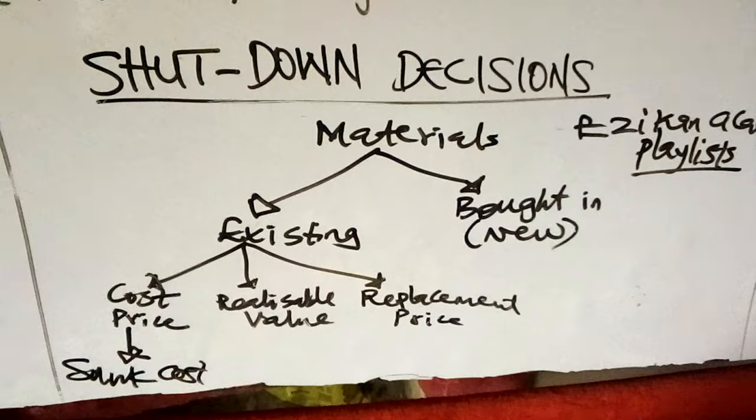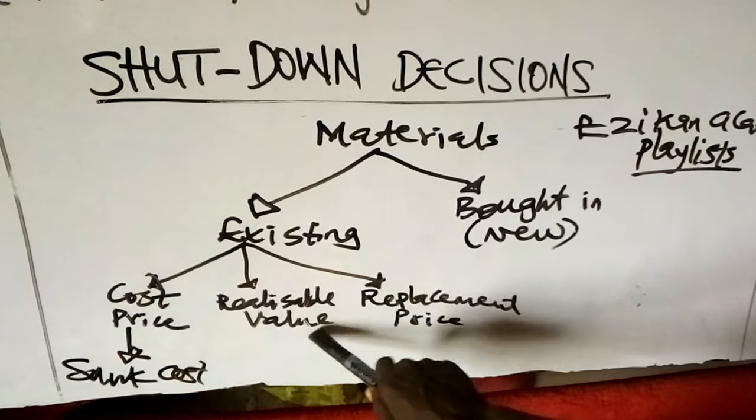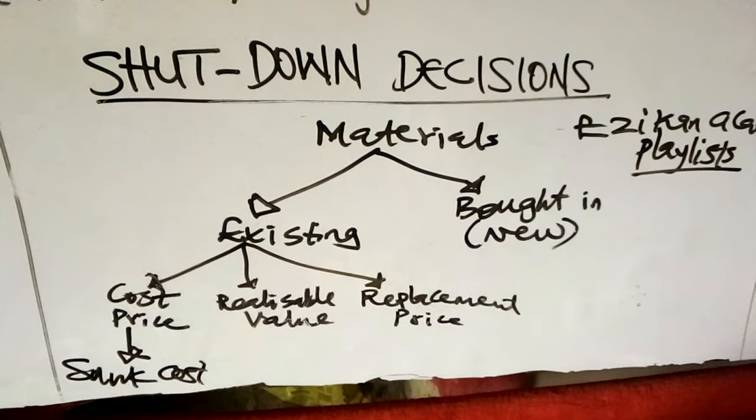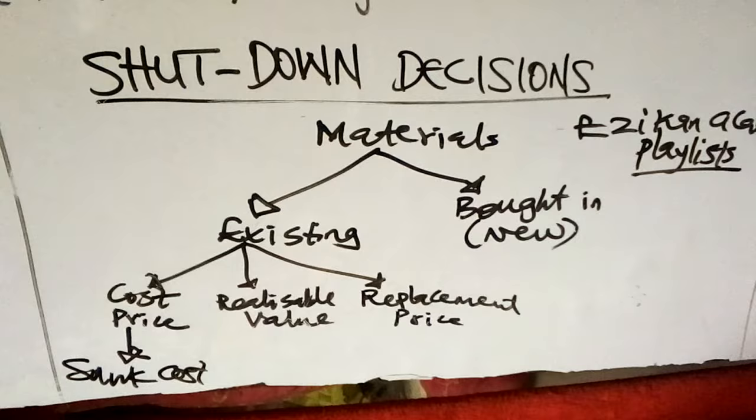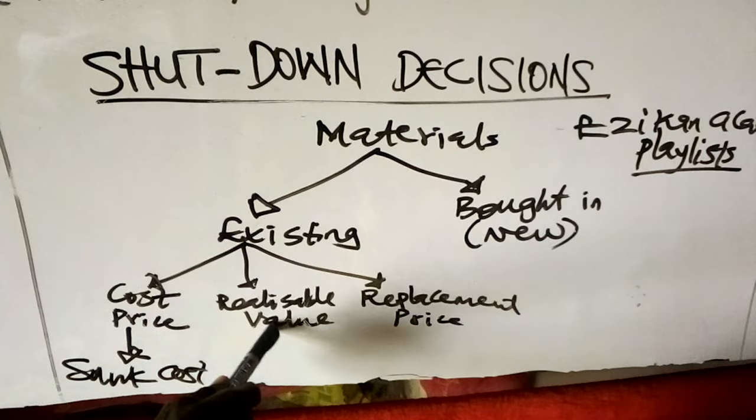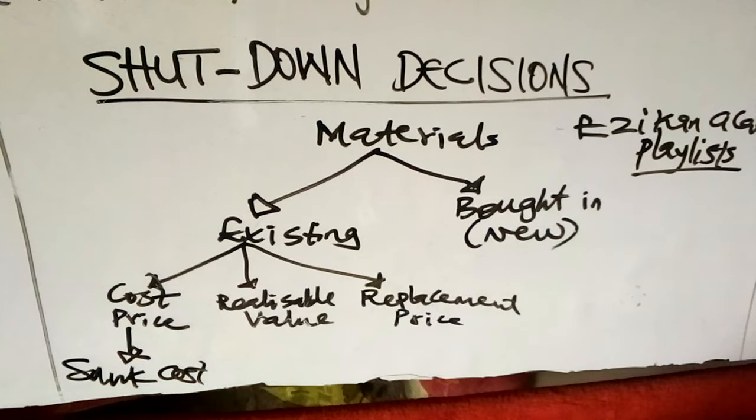Now, I want you to take note. Where materials are no longer required, or will no longer be replaced, I'm talking about realizable value. Use the opportunity cost. The opportunity cost of this material, the realizable value, could be the lost scrap value or lost contribution. That is for realizable value.